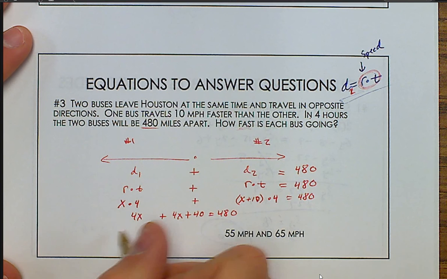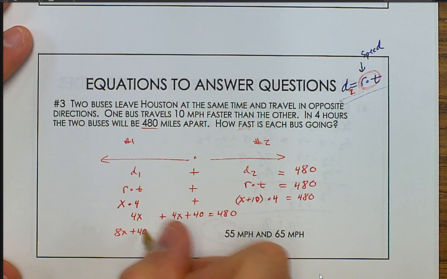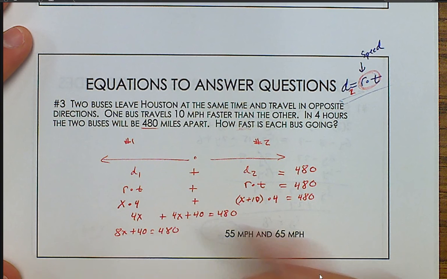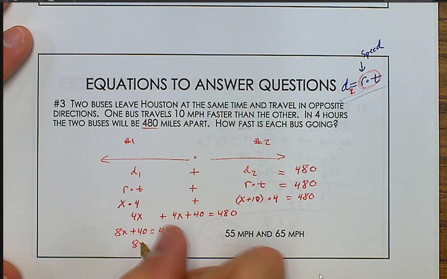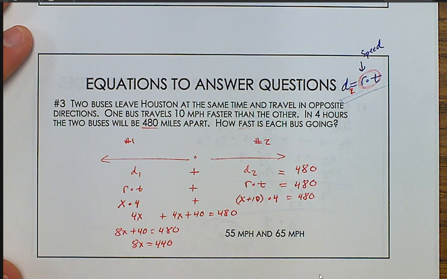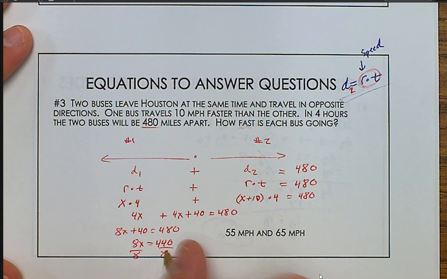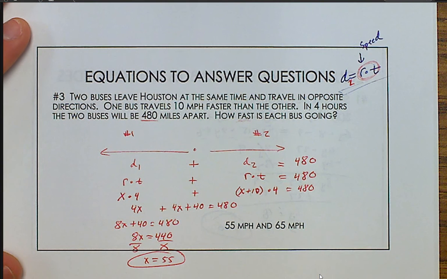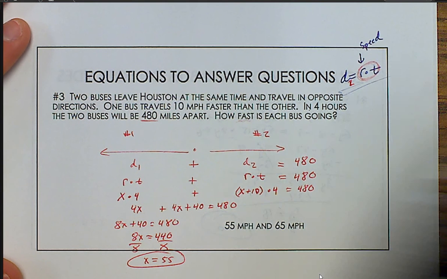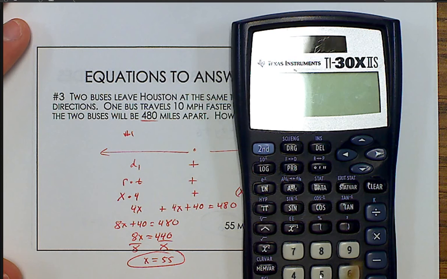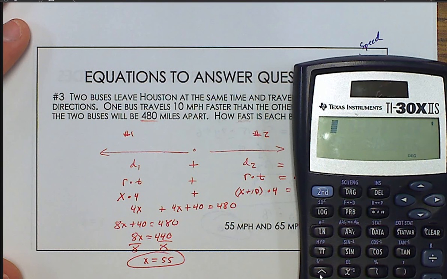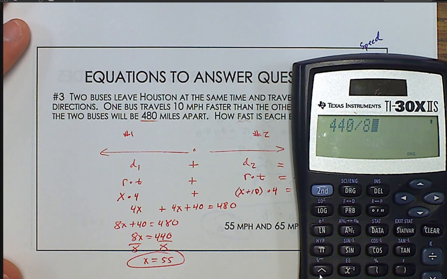So 8x plus 40 equals 480. And I would subtract, so I get 8x equals 440. And divide by 8. And if we do that correctly, I believe we should get 55. Okay? If you don't, you can always take out your trusty scientific calculator real quick, 440 divided by 8, and you should get 55.